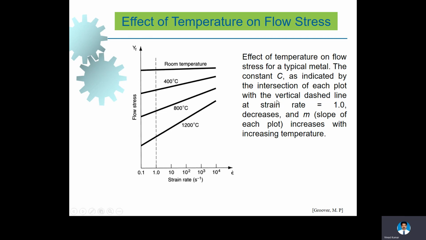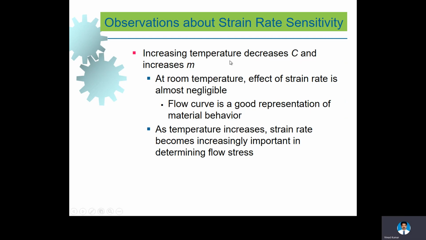So these are some of the factors affecting the flow stress and the effect of temperature on flow stress. Increasing the temperature decreases C and increases m, and at room temperature the effect of strain rate is almost negligible. The flow curve is a good representation of material behavior. As I explained before, as we increase the temperature, strain rate becomes increasingly important in determining the flow stress.